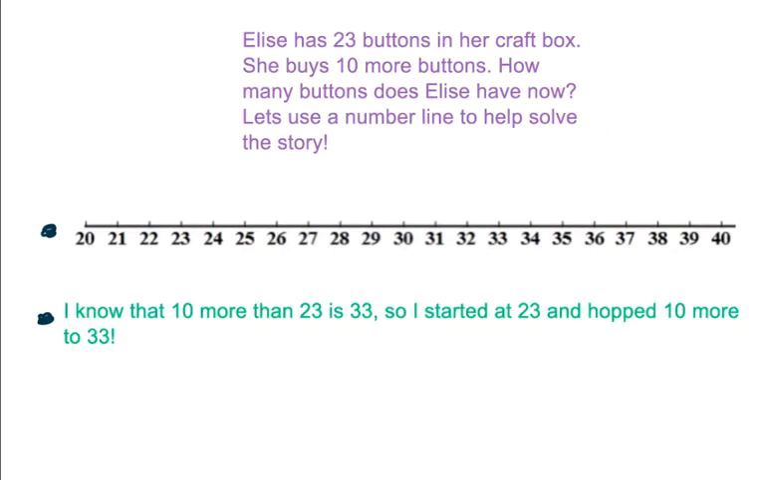First, though, where I've put my red star, let's do a number story. Elise has 23 buttons in her craft box. She buys 10 more buttons. How many buttons does Elise have now? Let's use a number line to help solve the story.